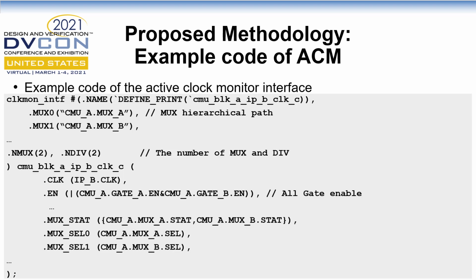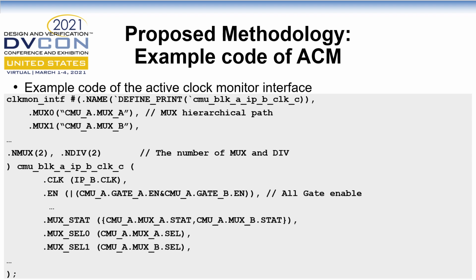The figure in this slide shows the ACM interface example code. It has many hierarchical paths of CMU components and IP signals to get values and print the IP hierarchy. This binding is auto-generated by the clock information database. It includes the clock tree and IP clock information. The parameters of this interface are used for printing the hierarchical path of the modules and indicating the number of the CMU couples between the clock source and IP clock.